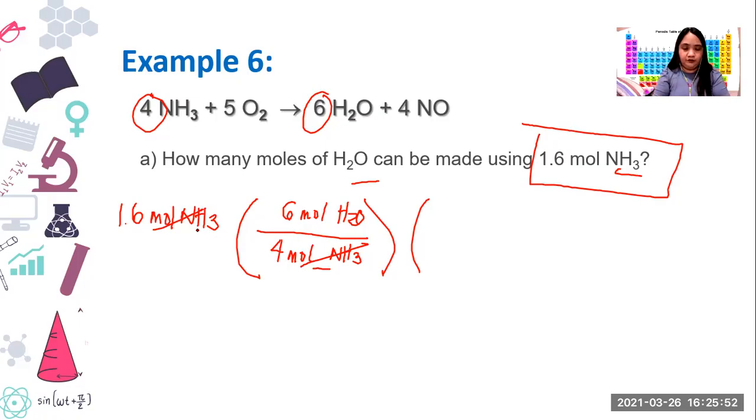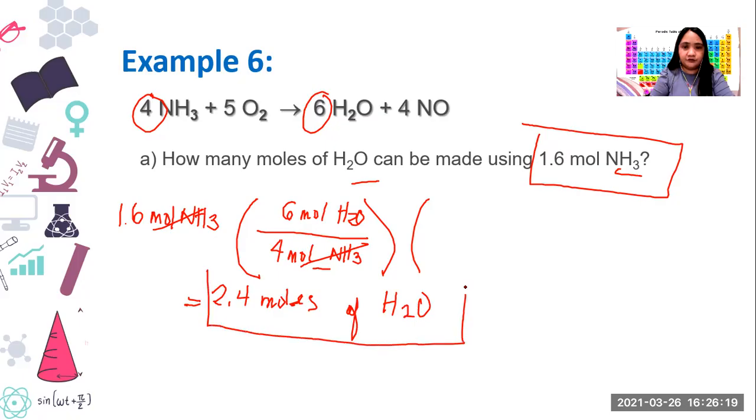How many moles? We're just looking for that. So that's 1.6 times 6. So the answer is actually 2.4 moles of H2O. Okay, this is for the first problem. Okay, what about the next question?